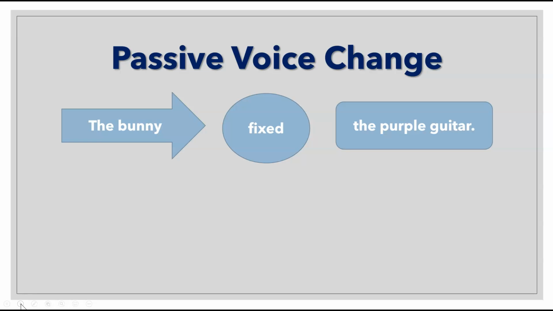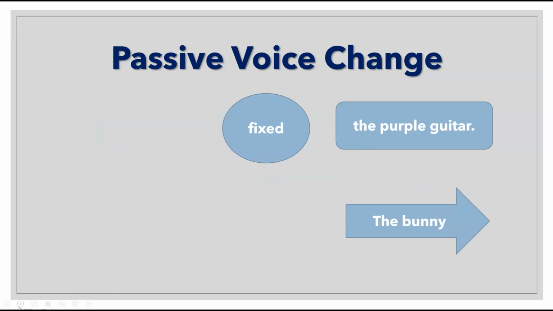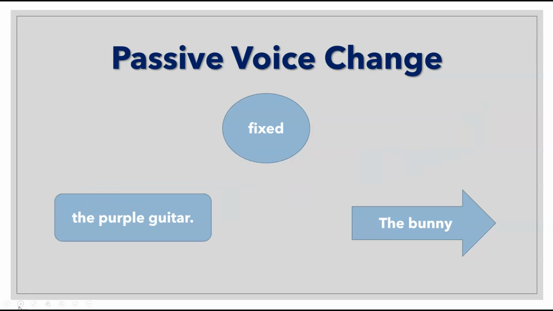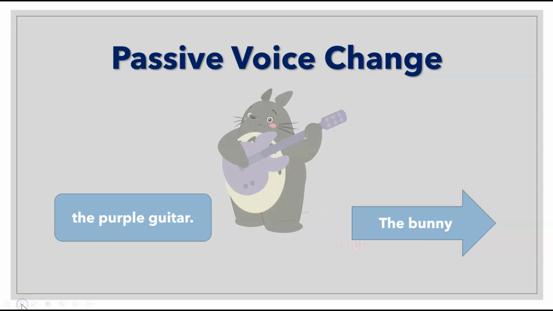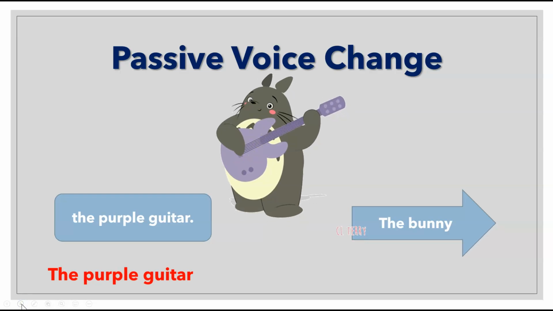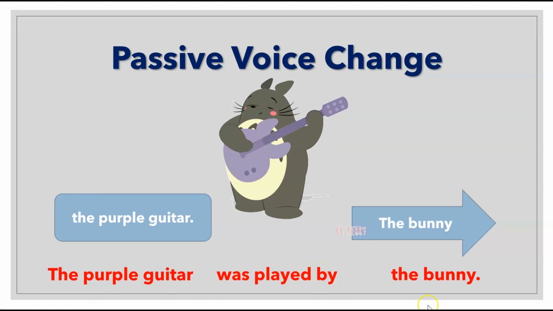Now, in this example, the bunny should say the bunny played, sorry about that, the bunny played the purple guitar. We would move the bunny to the end of the sentence, the purple guitar to the beginning, and then we have to fix the middle of the sentence so that it makes sense, right? So, the purple guitar was played by, notice we have to add this by in here, the bunny.